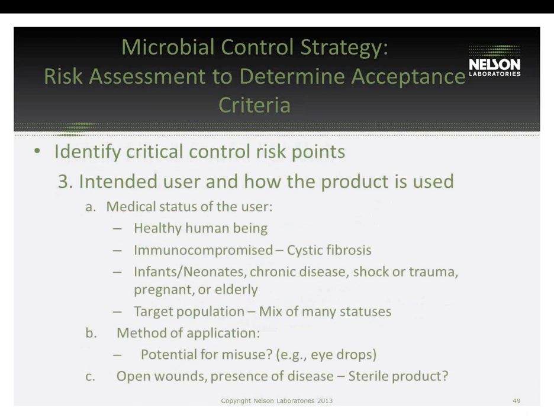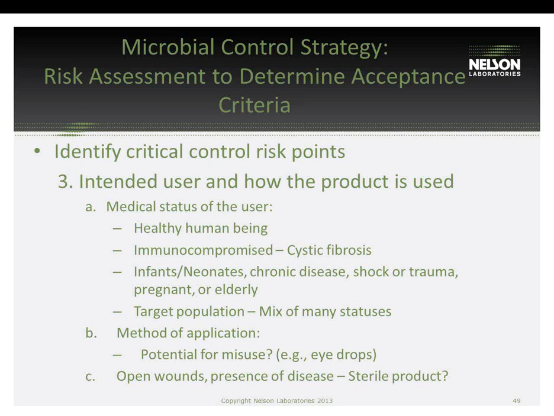Finally, you want to look at the intended user and how the product's used. Is the user a healthy human? Are they immune compromised? An example is cystic fibrosis. There's been a push by the FDA, which we'll discuss in a moment, for those immune compromised patients. Are they infants, or chronic disease, or is it a target population with a mix of a lot of different statuses, where you may want to take the highest risk and base your risk assessment there?